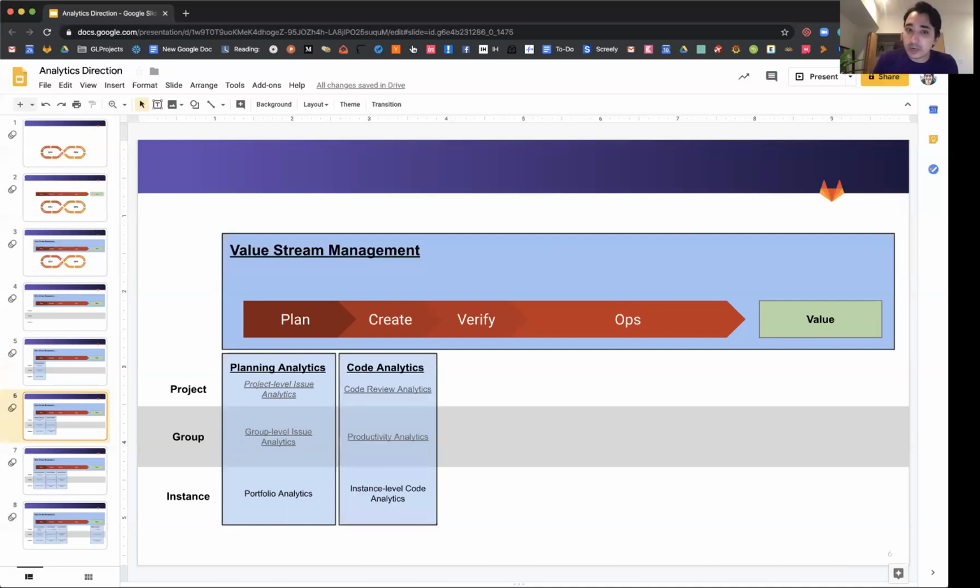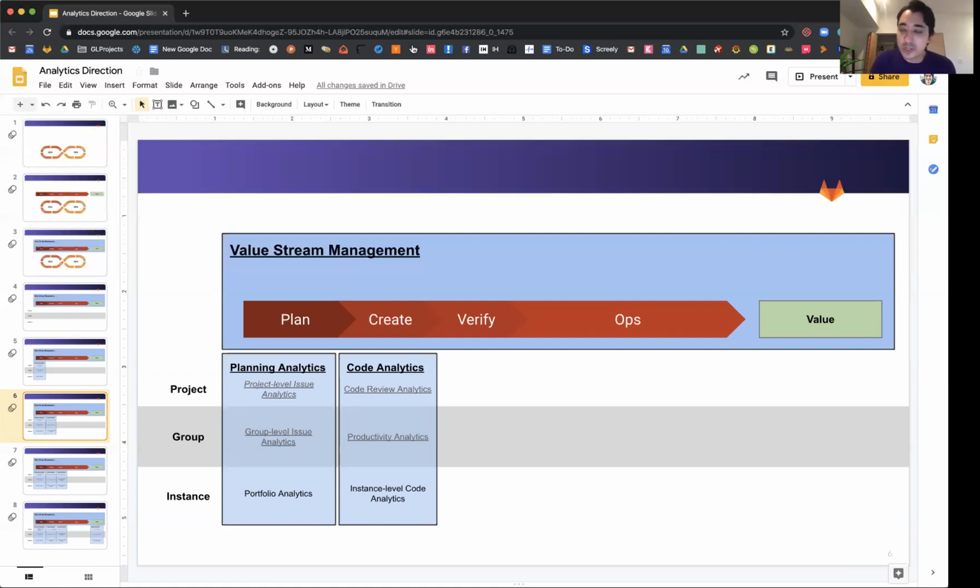I think the next category is around code analytics. And we introduced a feature in our last release, 12.7, around project level code review analytics, to take the create phase of your development lifecycle and double click into it to better understand how long code review is taking. Where could we find the bottlenecks?